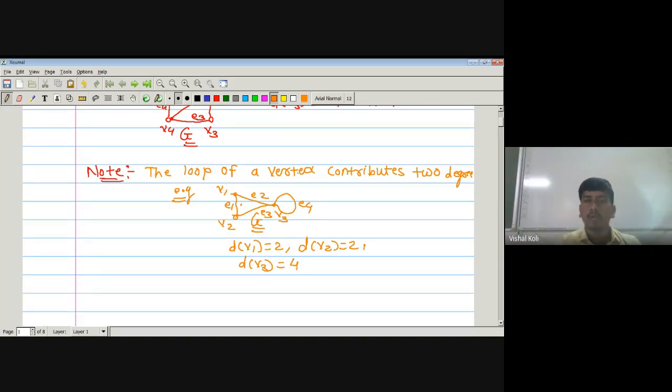Therefore, the loop of a vertex contributes 2 degrees, since the loop connects the vertex to itself, so it is counted 2 times. Okay, does anyone have any doubt in this?